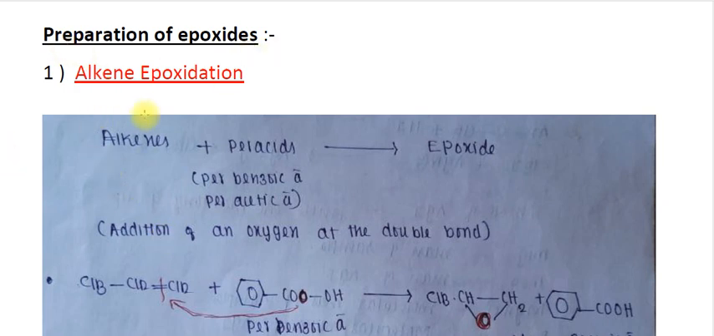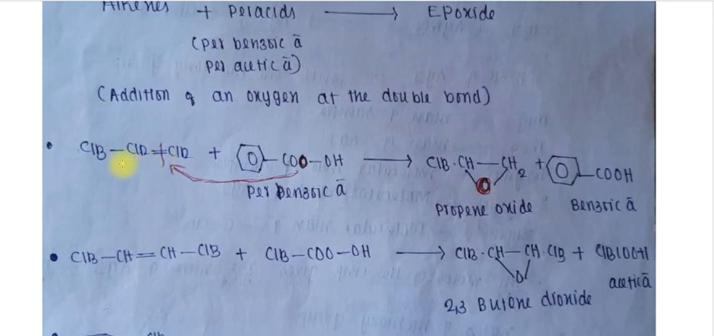The first preparation is alkene epoxidation. If an alkene is treated with peracids such as perbenzoic acid and peracetic acid, you will get an epoxide. That is, addition of an oxygen at the double bond will take place. Here you can see an example. Consider an alkene, that means CH3CH=CH2 plus perbenzoic acid, and the double bond will break and the oxygen will enter into that double bond, and you get propene oxide, that is CH3CHOCH2 plus benzoic acid.